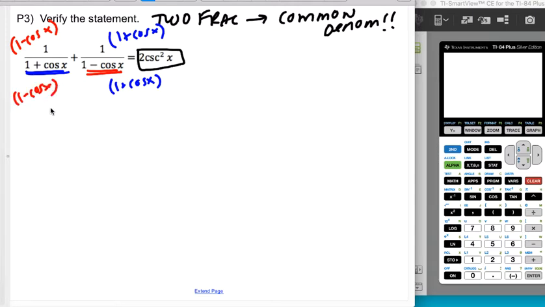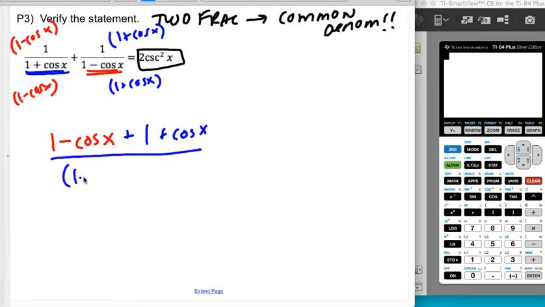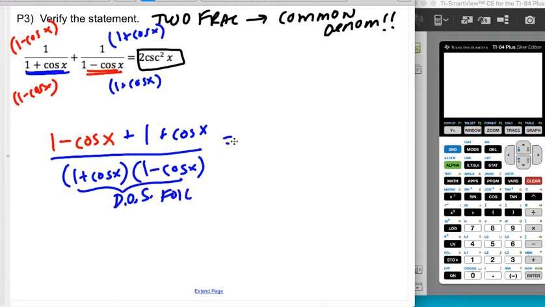There we go. All right, so I end up getting that the numerator is 1 minus cosine x, and then a 1 plus cosine x, all over what seems to be a 1 plus cosine x times 1 minus cosine x. I notice that this is a difference of squares, and I'm going to FOIL it. So again, I'm trying to show that this is equal to 2 cosecant squared x. That's my locked box, right?